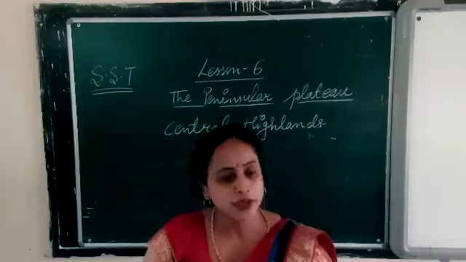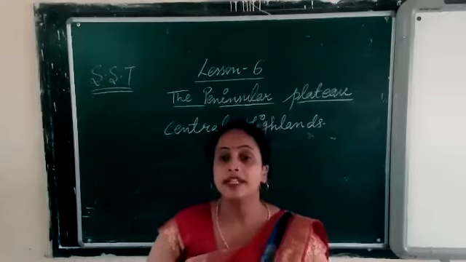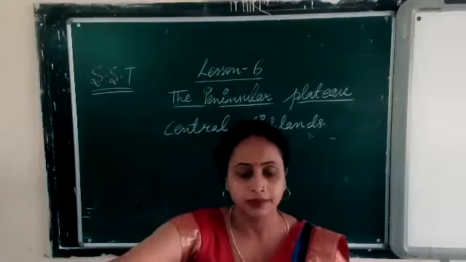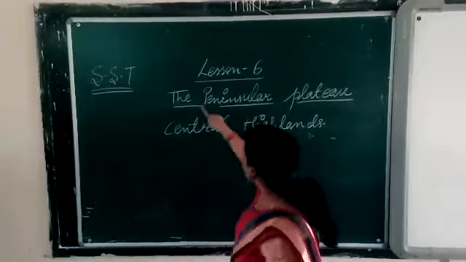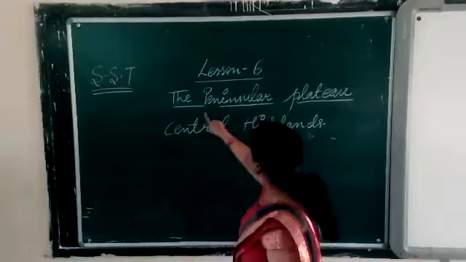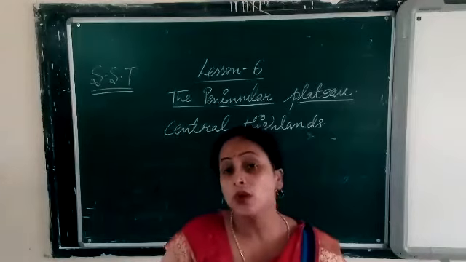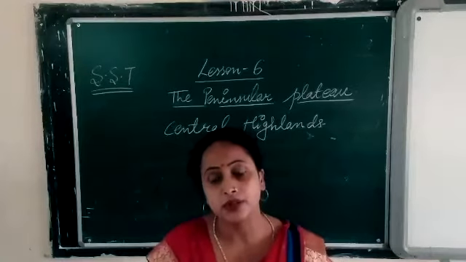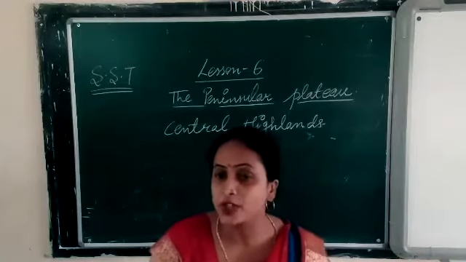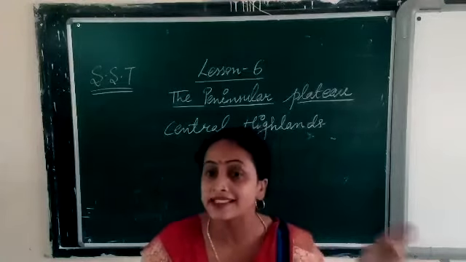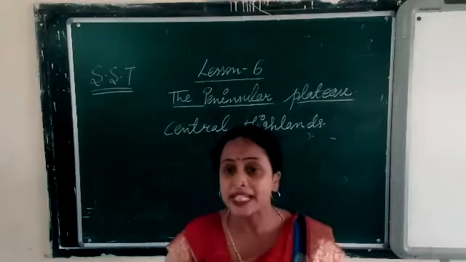We'll start this chapter, lesson 6, and the name of the chapter is the Peninsular Plateau. What do you mean by the Peninsular Plateau? Peninsular means surrounded by water on three sides.